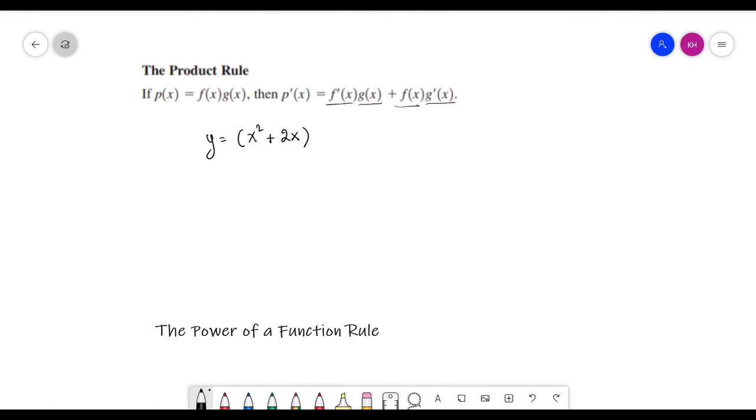All right, so for example, if we have a function y equals x squared plus 2x times 3x minus 1, to find the derivative, we're going to use the product rule, and that will give us the derivative of the first one, which is going to be 2x plus 2, times the second one stays the same, plus the derivative of the second function, which is going to be just 3, and the first function stays the same.